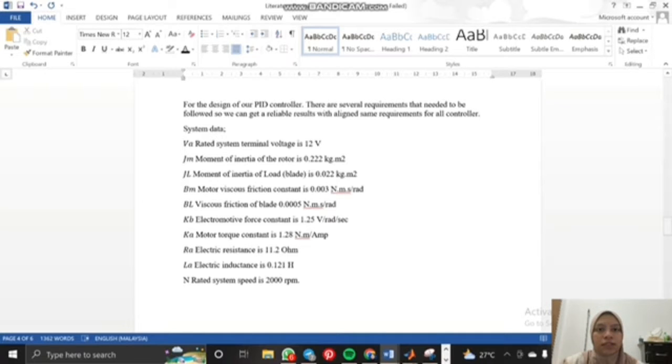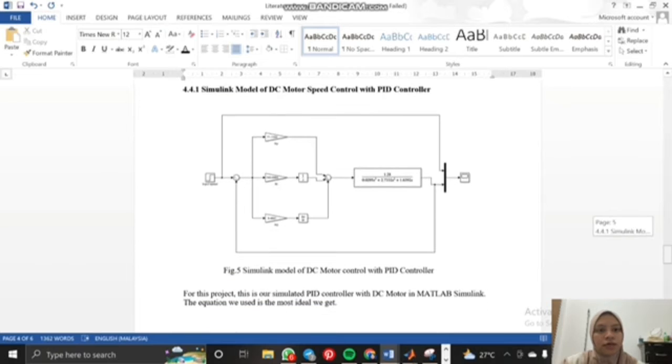So this is the Simulink model of the DC motor speed control with PID controller that we simulate in MATLAB. And then the equation that we use is 1.28 over 0.0295 s cubed plus 2.7332 s squared plus 1.6392 s.